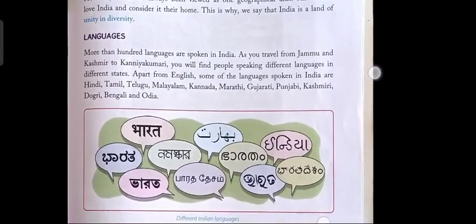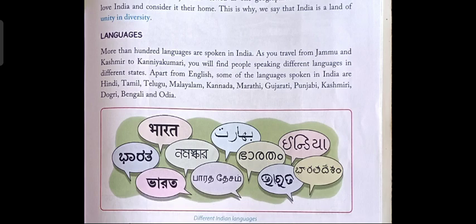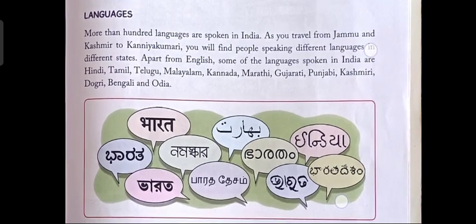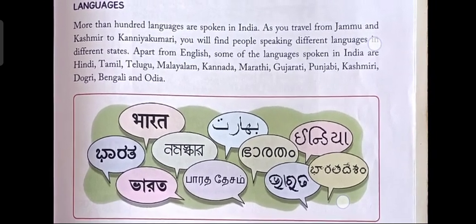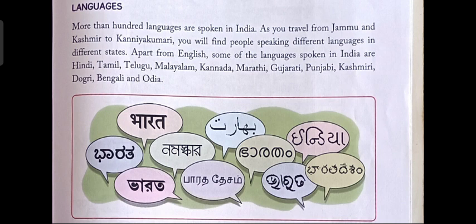So let's see first what it is. More than 100 languages are spoken in India. India is the only country where more than 100 languages are spoken. As you travel from Jammu and Kashmir to Kanyakumari, you will find people speaking different languages in different states.